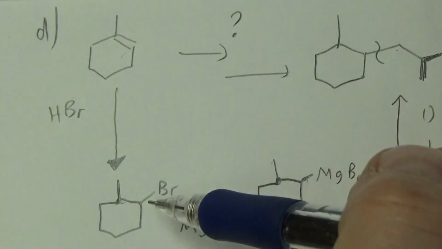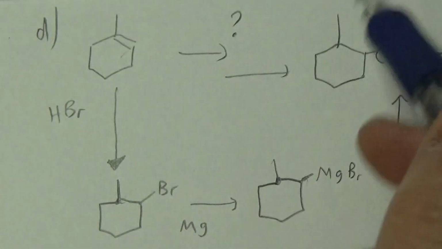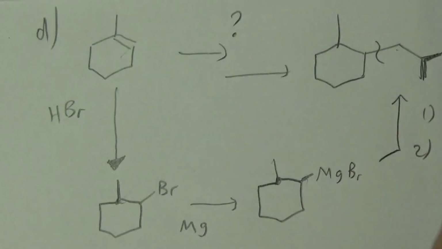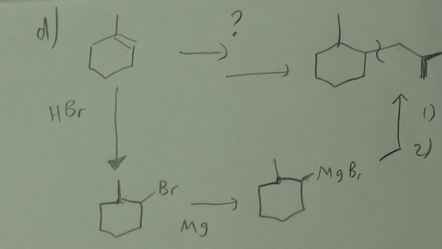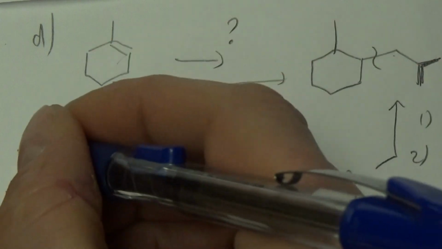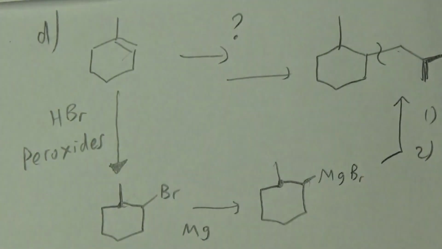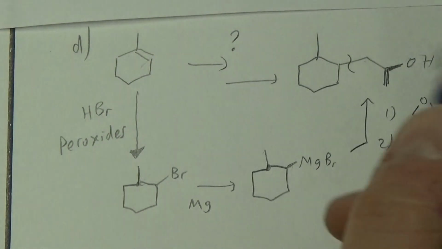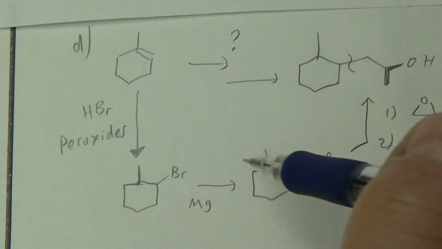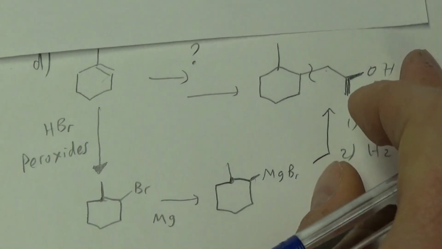But in order to get anti-Markovnikov, it's not just HBr, it's HBr plus something. What's the something for anti-Markovnikov hydrobromination? Peroxides. HBr peroxides is the magic trick to do it. Anti-Markovnikov Br. Cool problem. That's D.